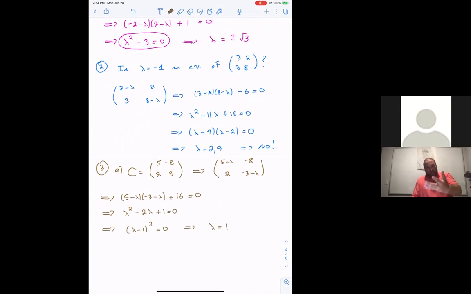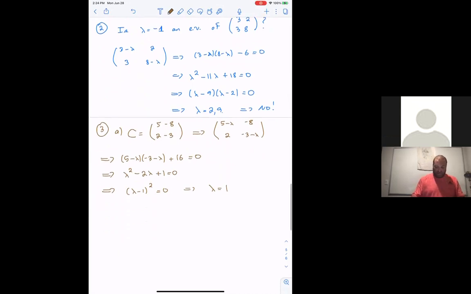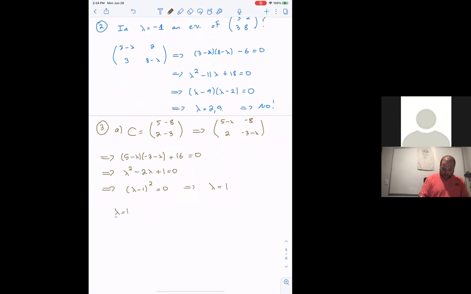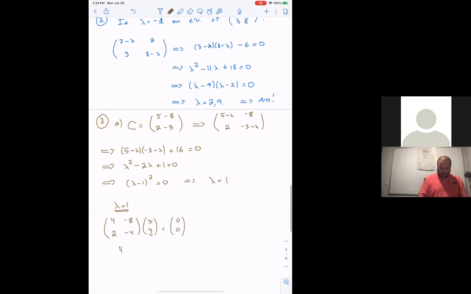Every eigenvalue brings at least one eigenvector along with it, possibly more. So let's see how many eigenvectors we get from this one eigenvalue. So lambda equals 1. We do 5 minus lambda, -8, 2, -3 minus lambda, times the unknown vector xy equals 0, 0. First line, 4x minus 8y is equal to 0.